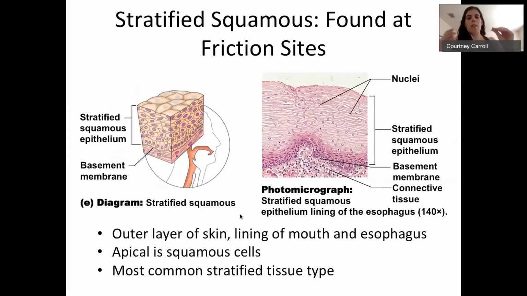And the reason these are squamous cells as opposed to a cube or a column is because the cells are so small, they're so skinny, it's very easy for the body to replace them. They're cheap to make. And so we're going to put lots of layers of these cheap, easy to make cells in areas where we're going to lose a lot of cells to friction. So the outer layer of our skin, the lining of our mouth and esophagus, these are our friction sites. And so that's why we're going to have these sort of quick, easy, disposable cells. Again, apical surface, basement membrane, and this is the most common stratified tissue type.